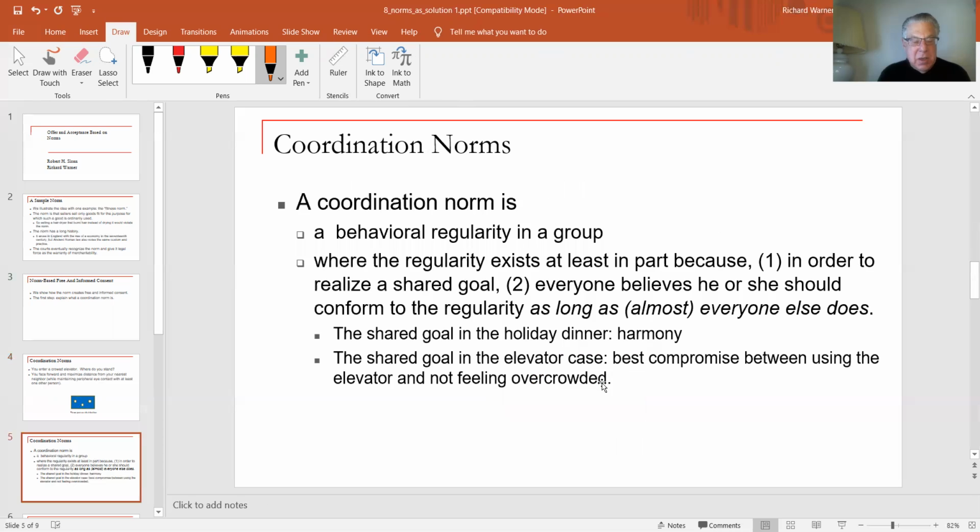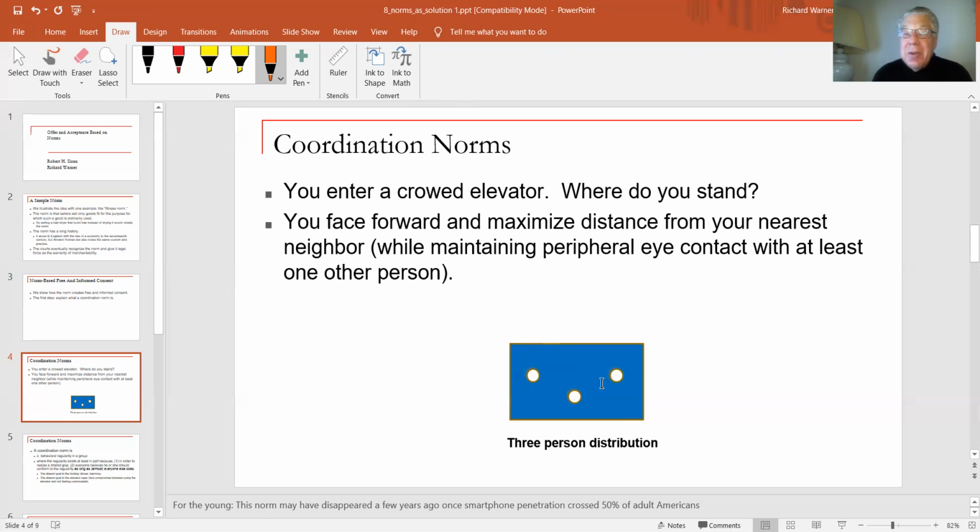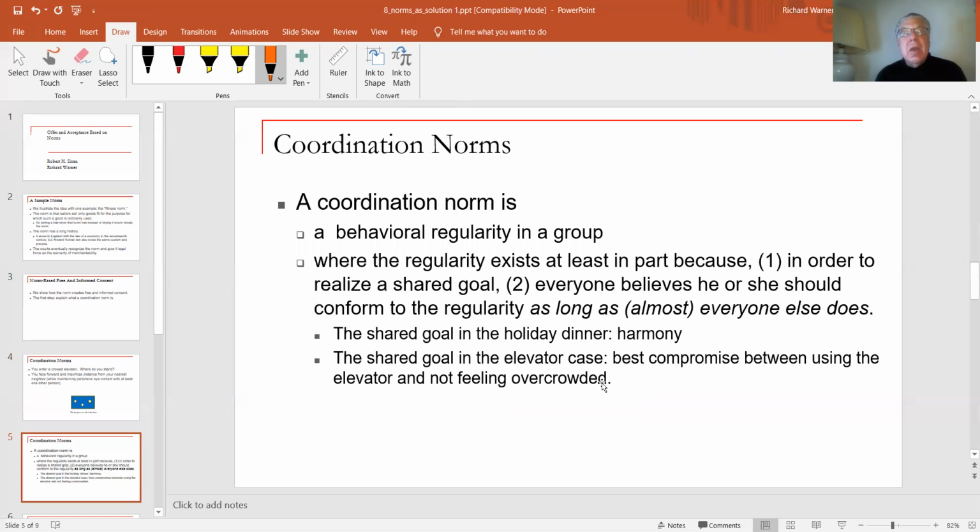Elevator, though, is another nice example, and a nice example because until somebody points it out, you've never thought about it, but you knew, right? You knew the norm. And if you like a definition of a coordination norm, there it is. It's a behavioral regularity in a group, but it exists because everybody has a shared goal they want to realize, right? Elevators share the goal of using the elevator, getting people in the elevator, but trying to minimize the sense of overcrowding. Drivers share the goal of driving on the same side for safety reasons. So they share the goal.